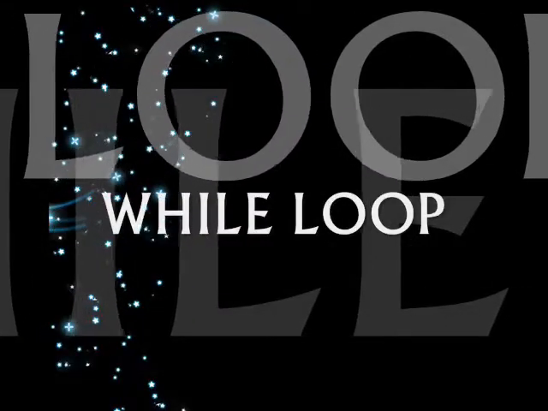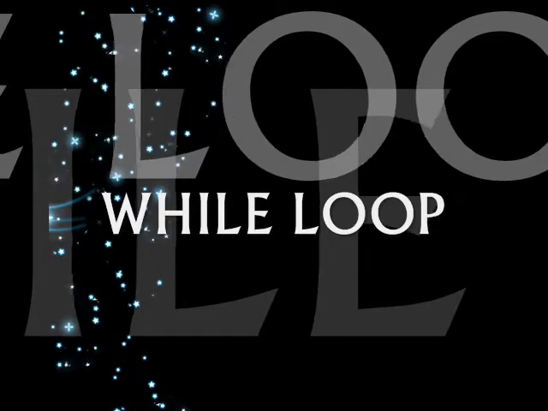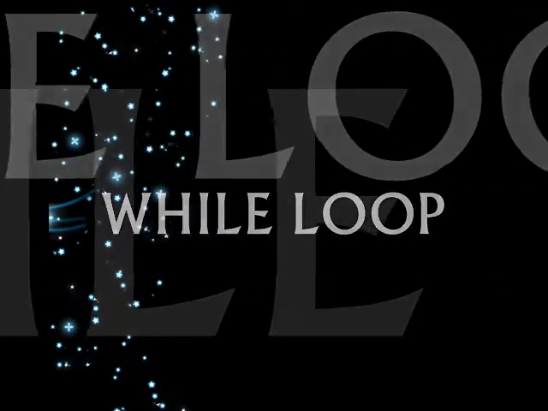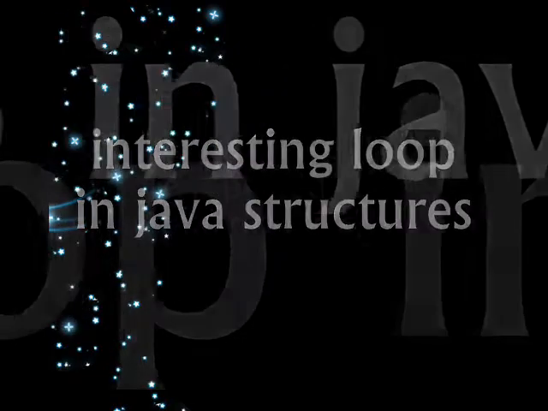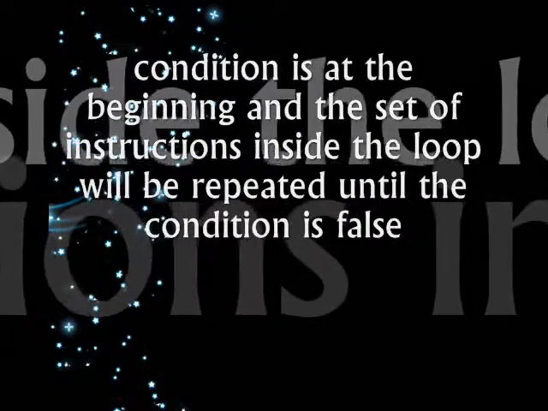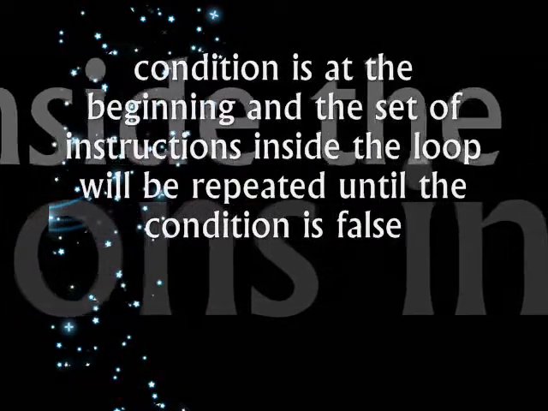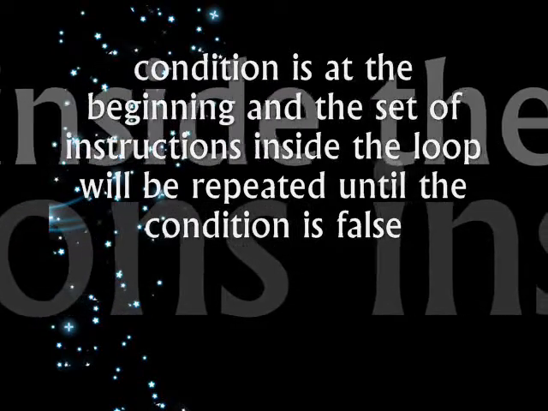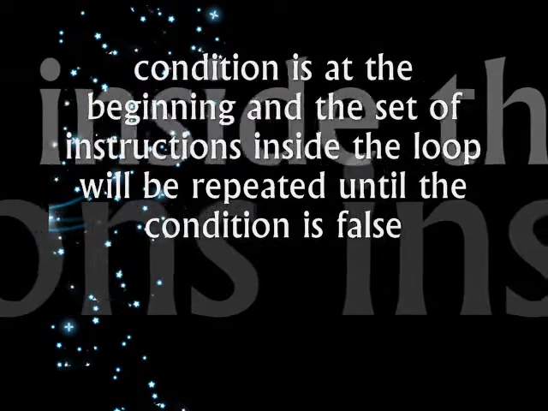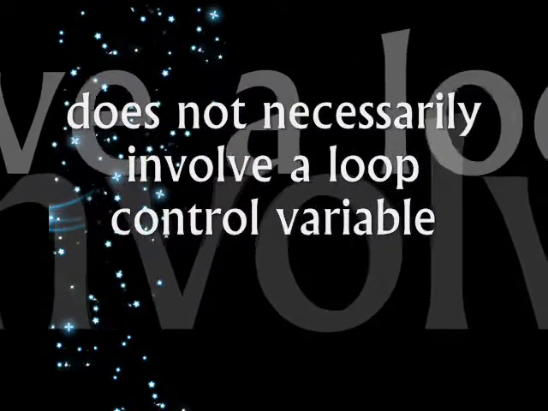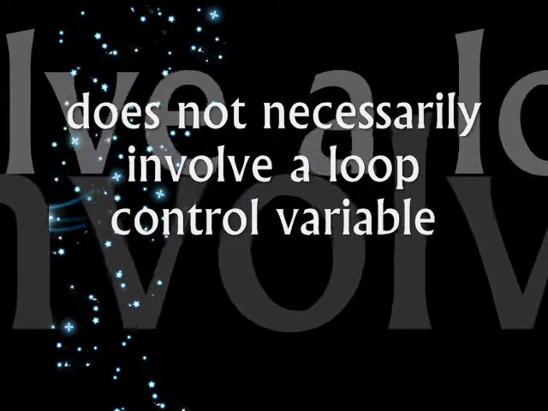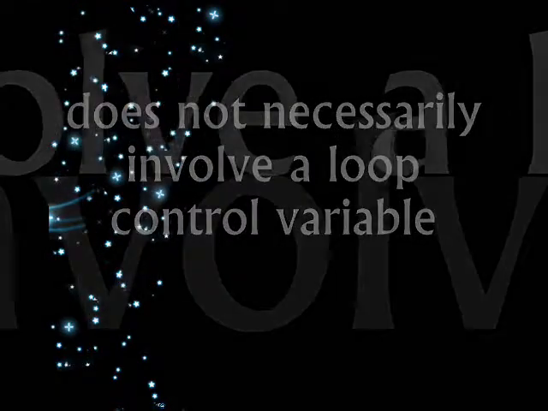Next, we will discuss about while loop. The while loop is another interesting loop structure in Java. Here, the condition is at the beginning and the set of instructions inside the loop will be repeated until this condition becomes false. Unlike a for loop, the condition does not necessarily involve a loop control variable.